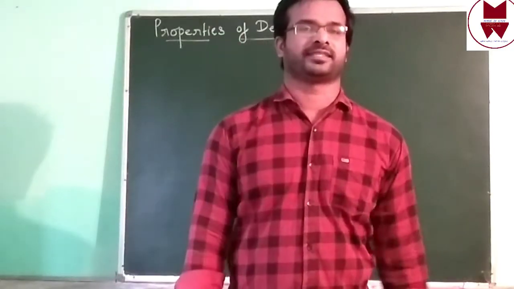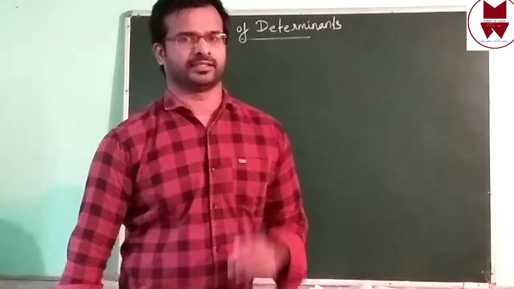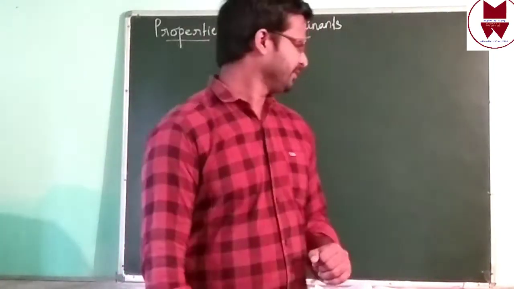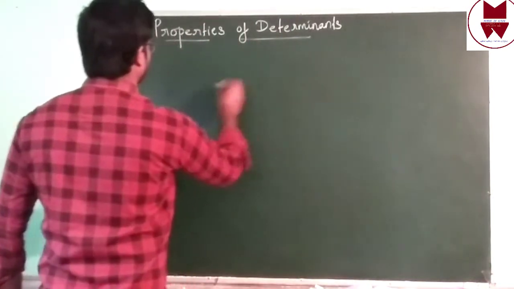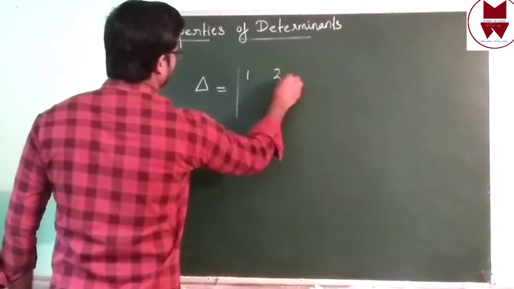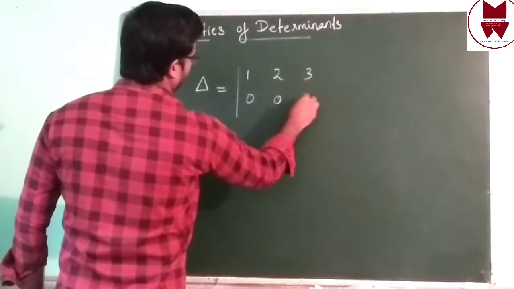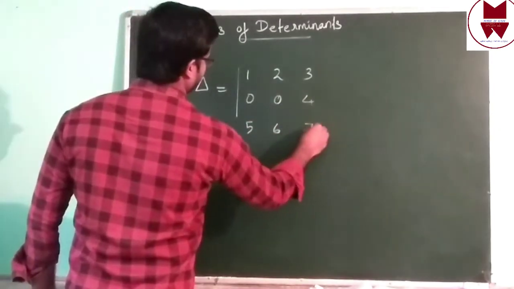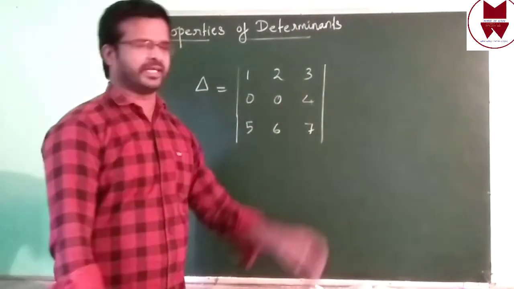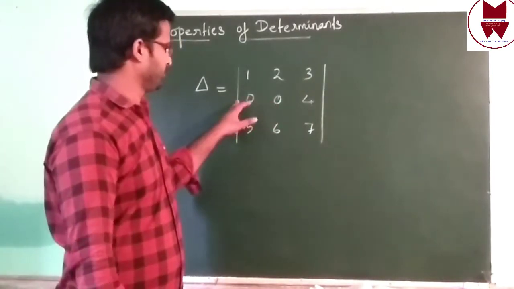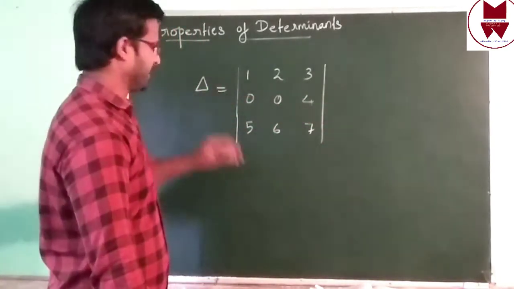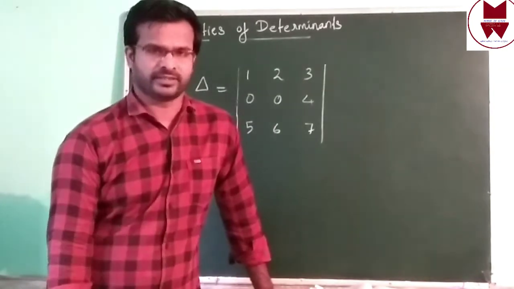Hi students, today we will study properties of determinants. Already you have studied how to expand a determinant. If we consider a 3 by 3 determinant, 1, 2, 3, 0, 0, 4, 5, 6, 7, this is one determinant. We can use the second row here because the second row has 2 zeros, isn't it? That means if you expand using the second row, very easily you will get the answer.